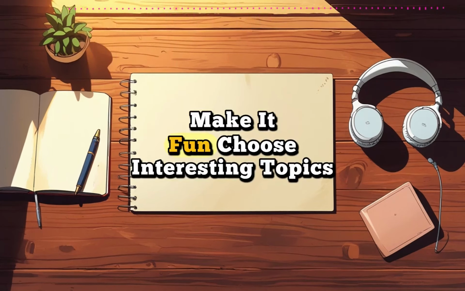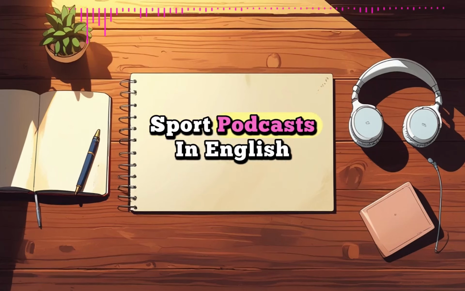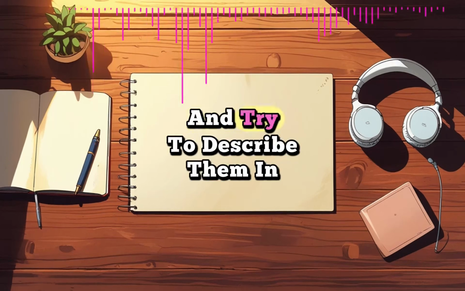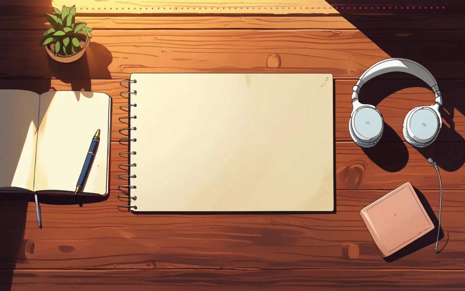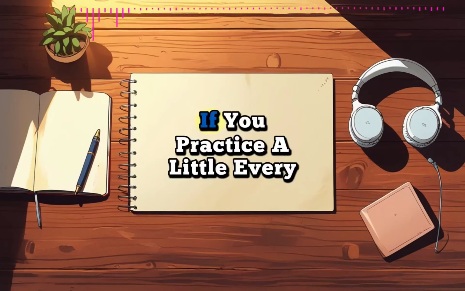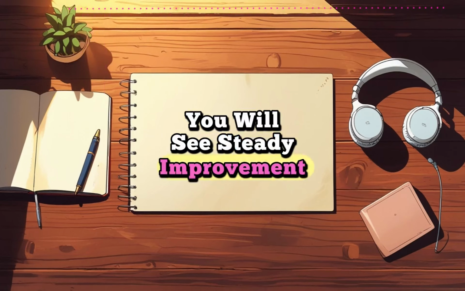Make it fun. Choose interesting topics. If you love sports, listen to sports podcasts in English. If you enjoy cooking, read English recipes and try to describe them in English. Be consistent. Learning English is like exercising. If you practice a little every day, you will see steady improvement.